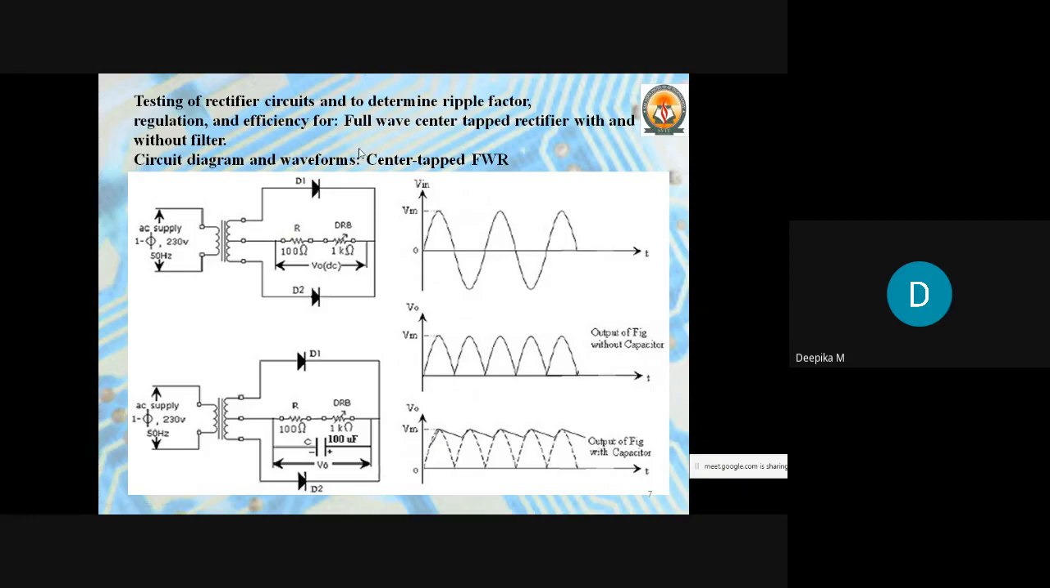So this is the step down transformer. Why is it used? Because the input is 230 volts AC, and the rating of the diode is not up to 230 volts. It is usually in the range between 15 to 20 volts. So we need to reduce the voltage.